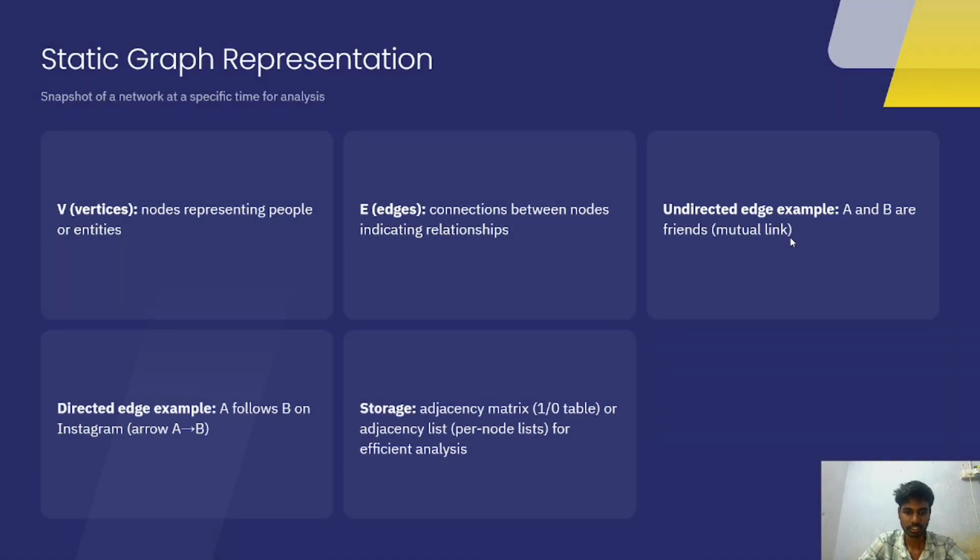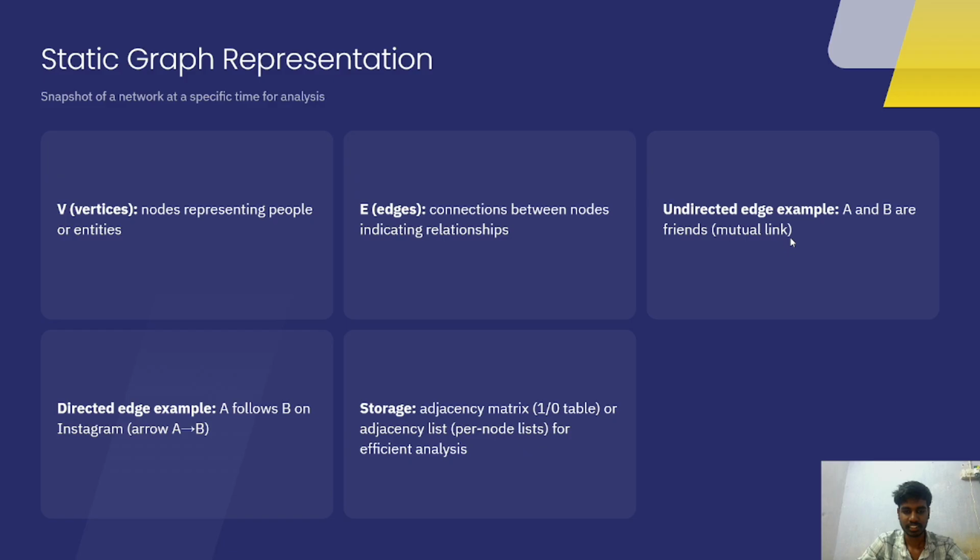A static graph mainly has two parts: vertices and edges. Vertices represent people or entities. Edges represent connections between them. For example, if A and B are friends, we draw an undirected line between them. If A follows B on Instagram, we draw an arrow from A to B. This becomes a directed edge.